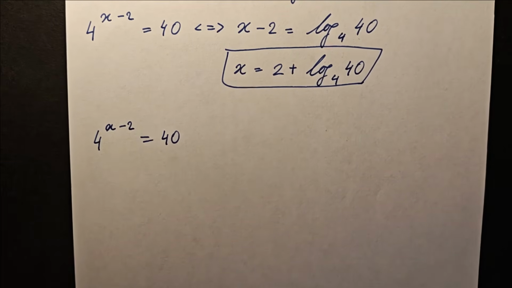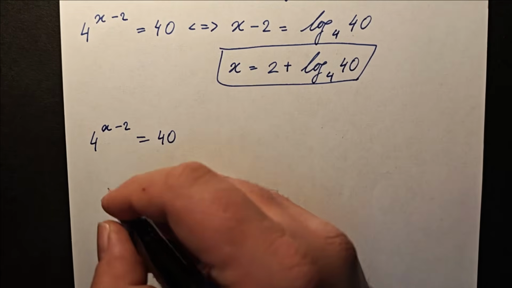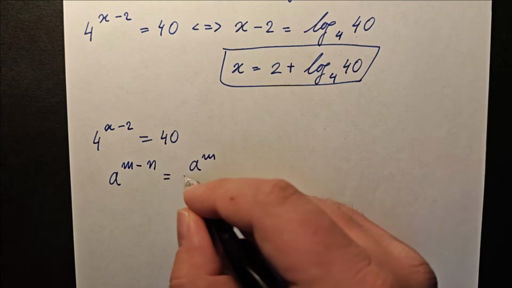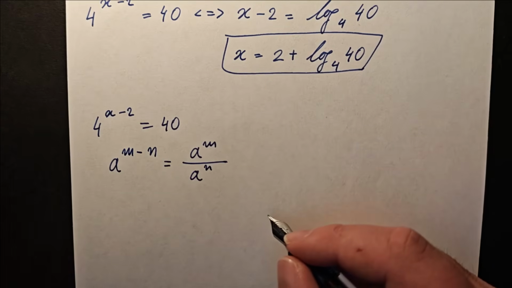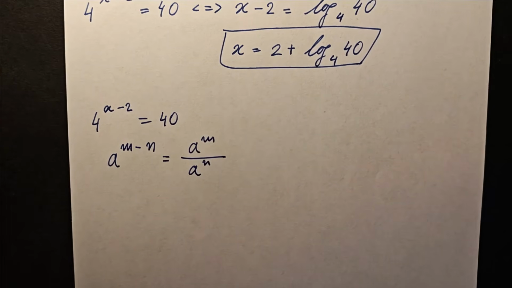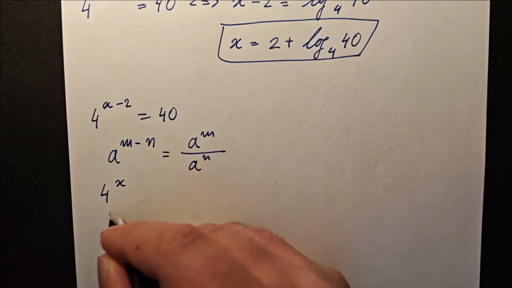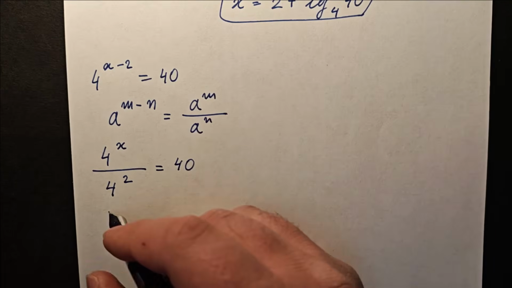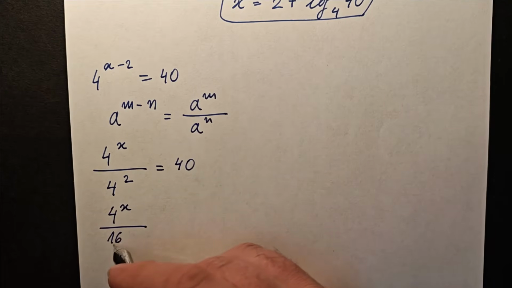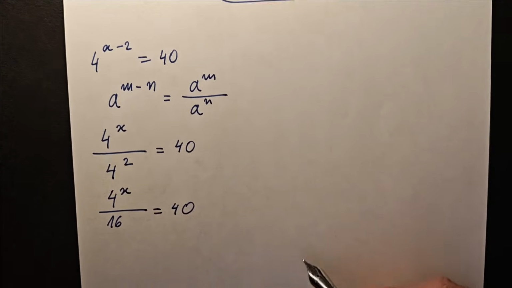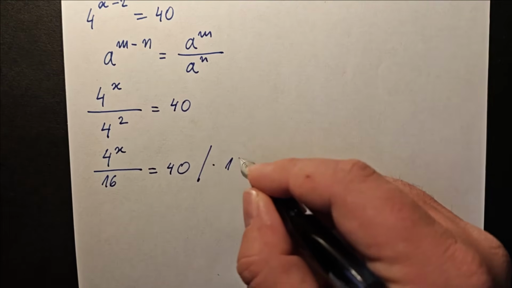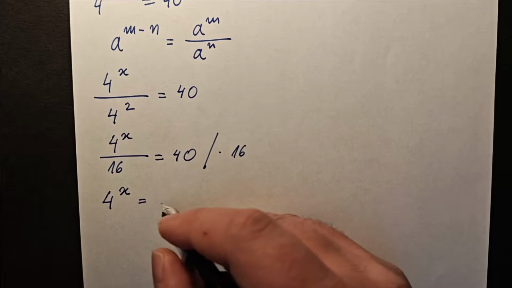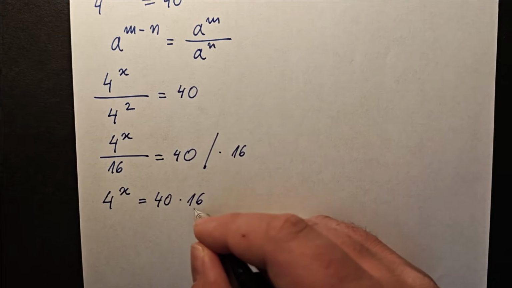So I want to remind you of the rule of exponentials. a to the power of m minus n is going to be equal to a to the power m divided by a to the power of n. By applying this rule to our equation, it becomes 4 to the power of x divided by 4 squared is equal to 40. This is equivalent to 4 to the power of x divided by 16 is equal to 40. And what we can do now is multiply the entire equation by 16. That way we get 4 to the power x to be equal to 40 multiplied by 16.